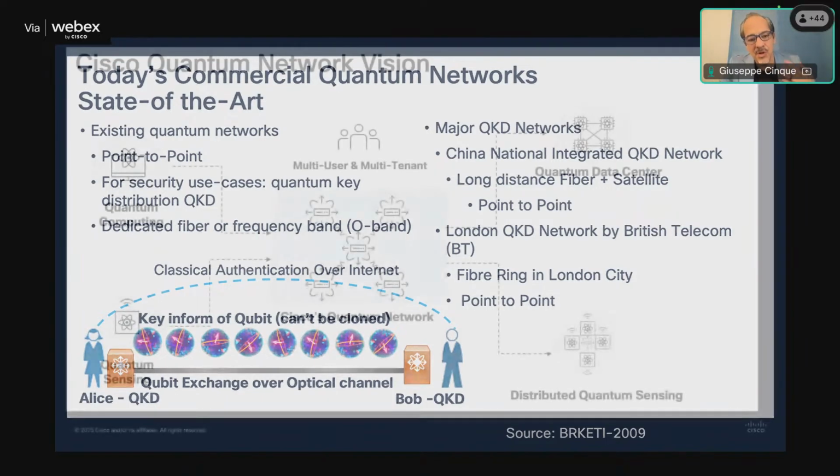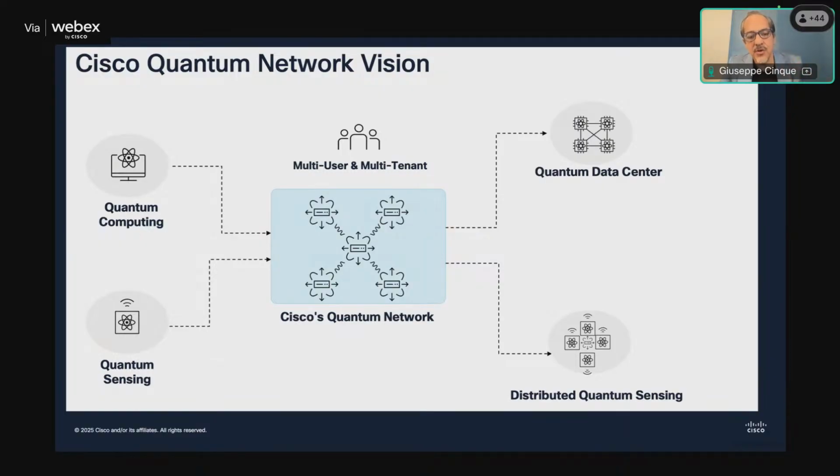To conclude, this is the Cisco vision: to focus on building a quantum network for different use cases, connecting different quantum computers, being able to exchange quantum states with quantum sensors, and enabling quantum data centers to have scale-out of quantum computers together with the scale-up that the quantum computer builders are performing.